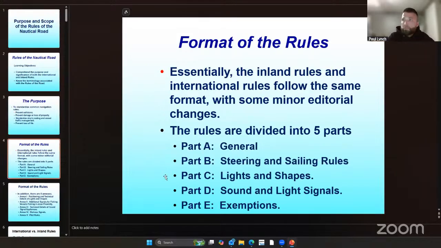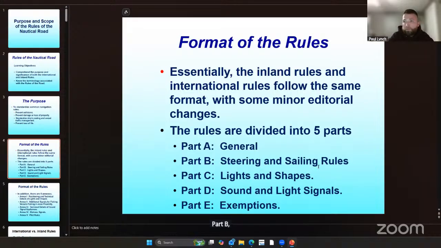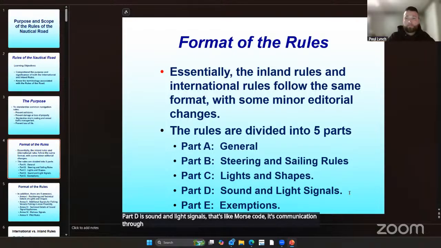So the format of the rules is broken down into categories. There's part A, which is the general, part B, steering and sailing rules, part C is lights and shapes, part D is sound and light signals. That's like Morse code, it's communication through sound and light. And part E is exemptions.